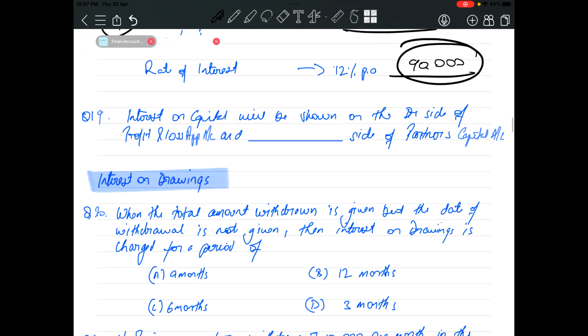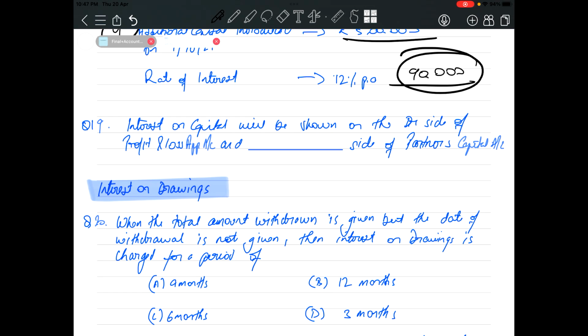Now let's move to question number 19. Interest on capital. What is question number 19 saying? Interest on capital will be shown on the debit side of the profit and loss appropriation account, and on this side of the partners capital account. What will be the answer? It will be the credit side of the partners capital account.